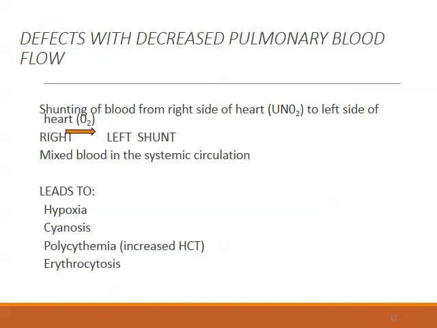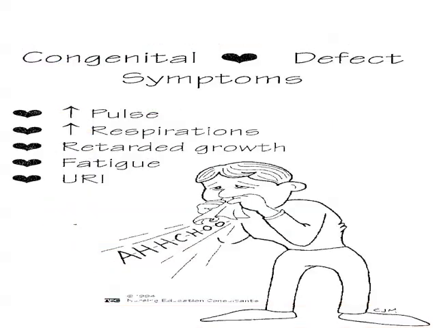Now, defects with decreased pulmonary blood flow will be shunting of the blood from the right side of the heart to the left side of the heart, or right to left shunt. And this is mixed blood in the systemic circulation. This leads to hypoxia, cyanosis, polycythemia with an increased hematocrit, and erythrocytosis.